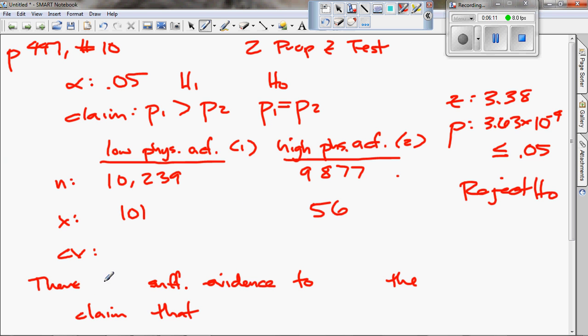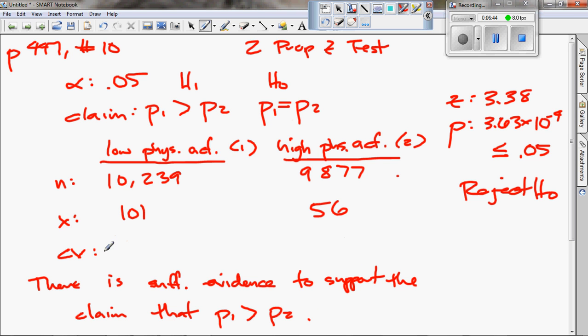Now we can write our formal conclusion. Since we are rejecting the null hypothesis, there is sufficient evidence to, our original claim is the alternative hypothesis, so we write support. The claim that, restate the original claim, the proportion of coronary heart disease in lower activity subjects is greater than those who have a higher level of activity.